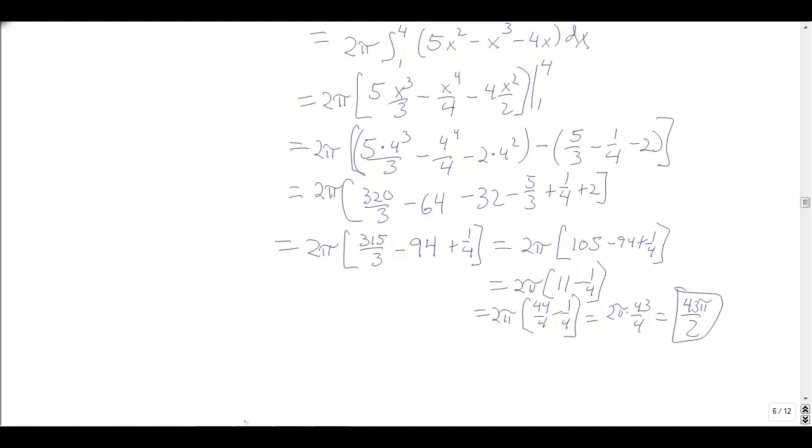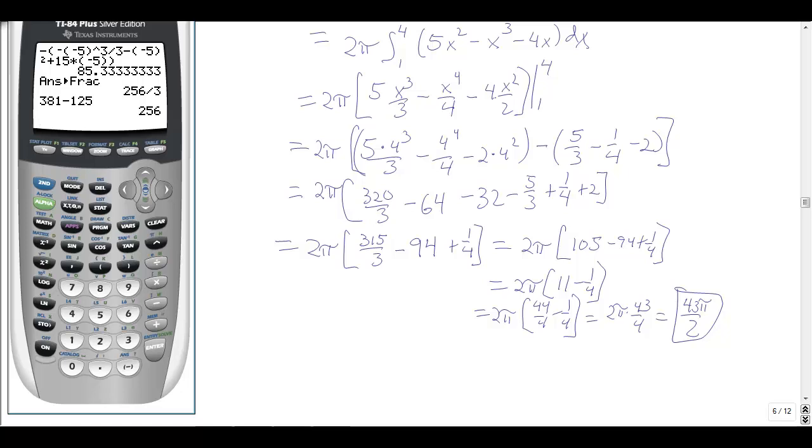Let's check with the calculator. Did I actually do that correctly through arithmetic? When I do this, I'm going to leave off the pi, just tag that along at the end. So I'm just going to do the 2 times, open my parentheses. First group is 5 times 4 to the 3rd divided by 3, minus 4 to the 4th divided by 4, minus 2 times 4 squared. And then minus the second group, which is 5 divided by 3, 5/3, minus 1 divided by 4, a 4th, minus 2. Close my second parenthesis, close the square bracket, hit enter.